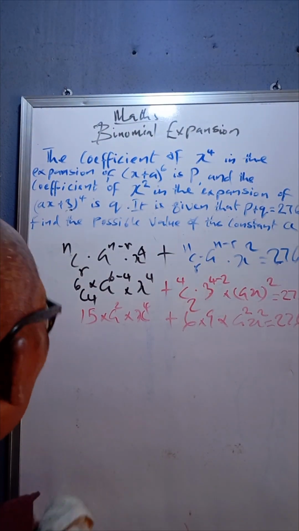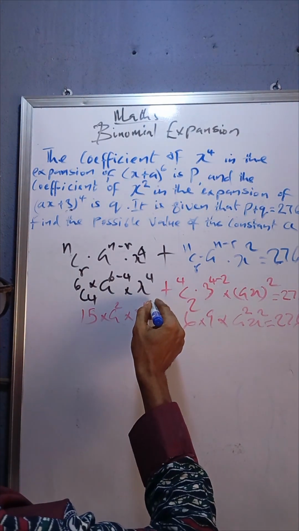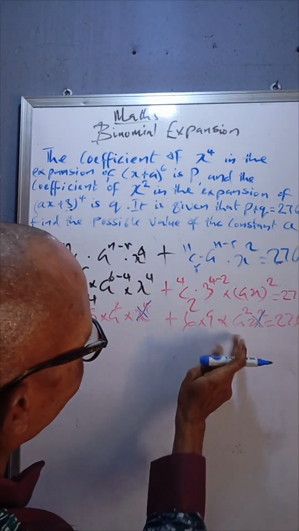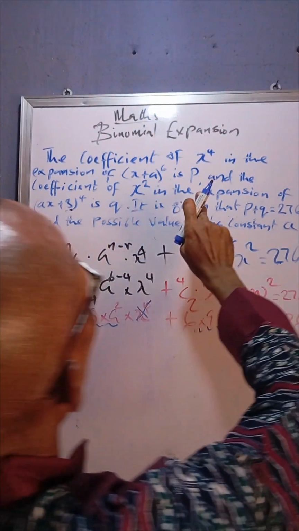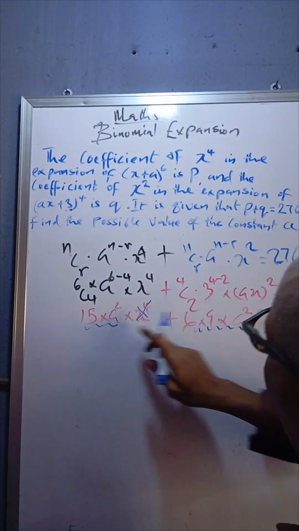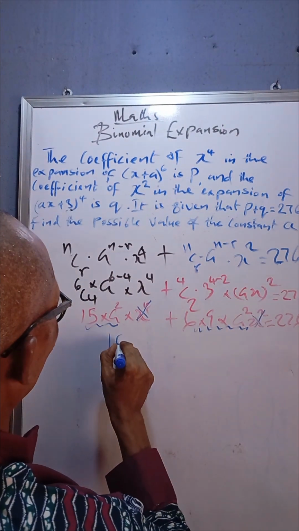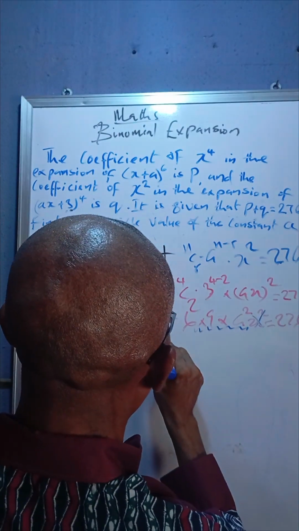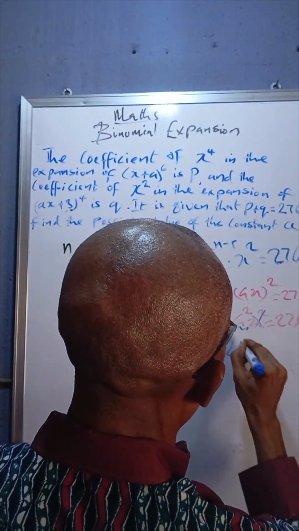Here, what we need is the coefficient and not the x, so we can leave this one out and leave this one out. We really don't need them. This is what we need, because the question says the coefficient of this, so the coefficient is this. So we leave out the x terms. So we have 15 a squared plus 54 a squared equals 276.